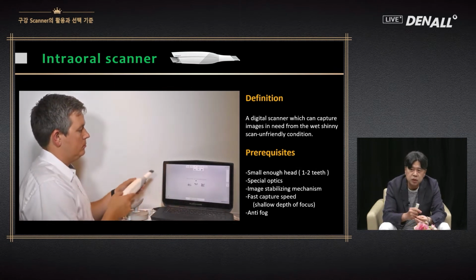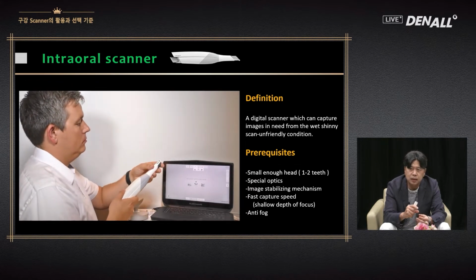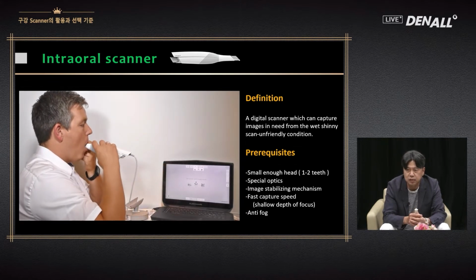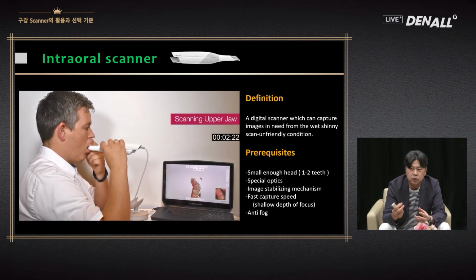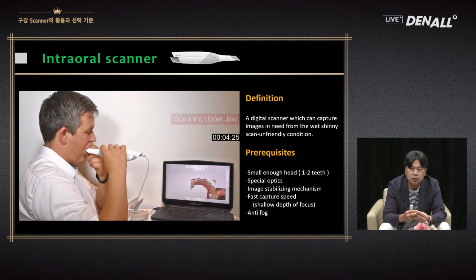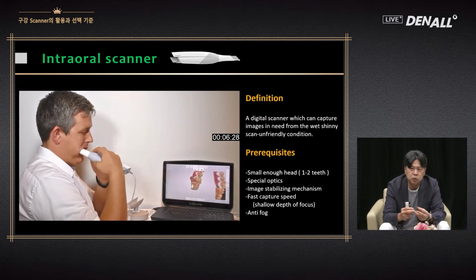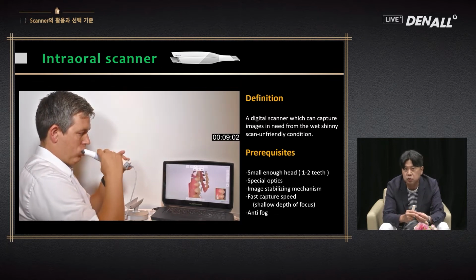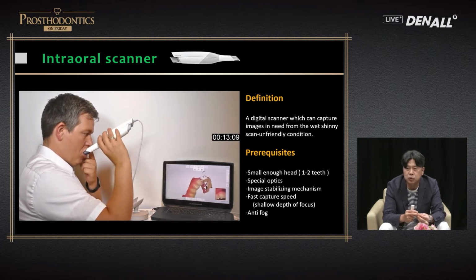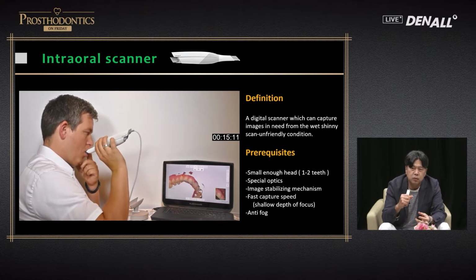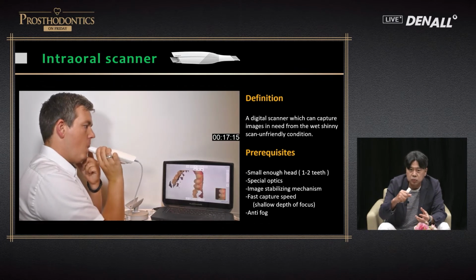To take the full arch, as you can see, when you do the scanning, the images are connected with each other. Because the head size is small, the scanner tip should be inserted in the mouth, therefore it cannot be big. In the mouth, a patient moves and the surgeon moves as well.